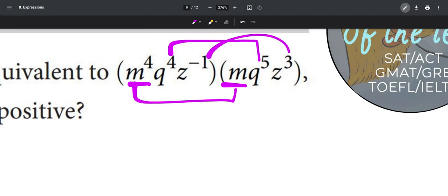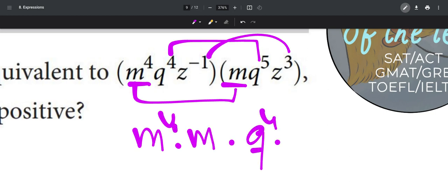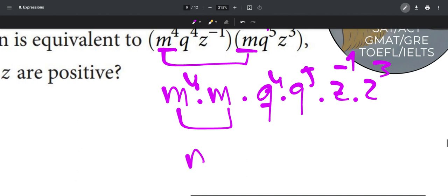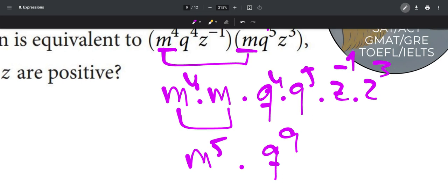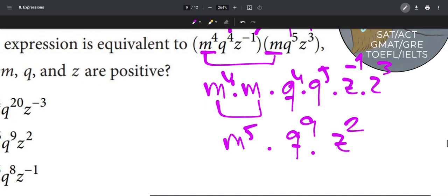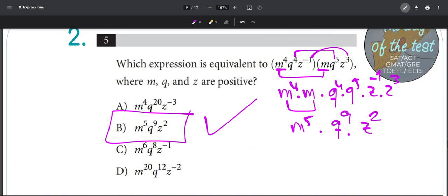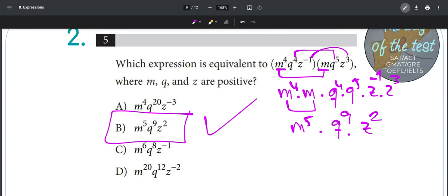So m with m, so m to the 4 times m, times q to the 4 times q to the 5 times z to the negative 1 times z to the cube. So this will be m to the fifth, and this will be q to the ninth, 4 plus 5 is 9, times z to the power of 2, because 3 minus 1 is 2, which leads to the same answer, letter B. So I can either use my properties or I can eliminate, but I will still get the same answer. Okay, pause the video, copy if you have to copy.